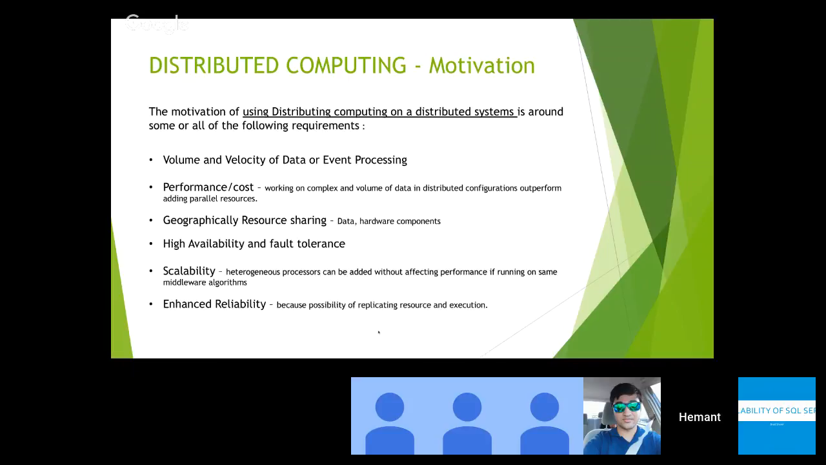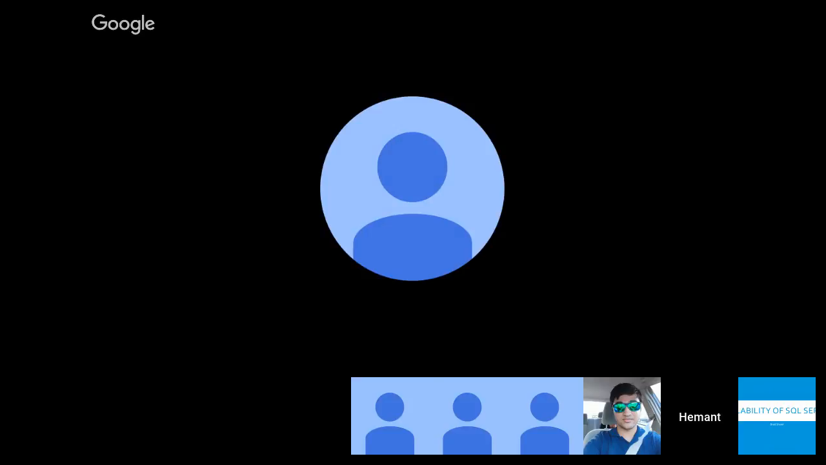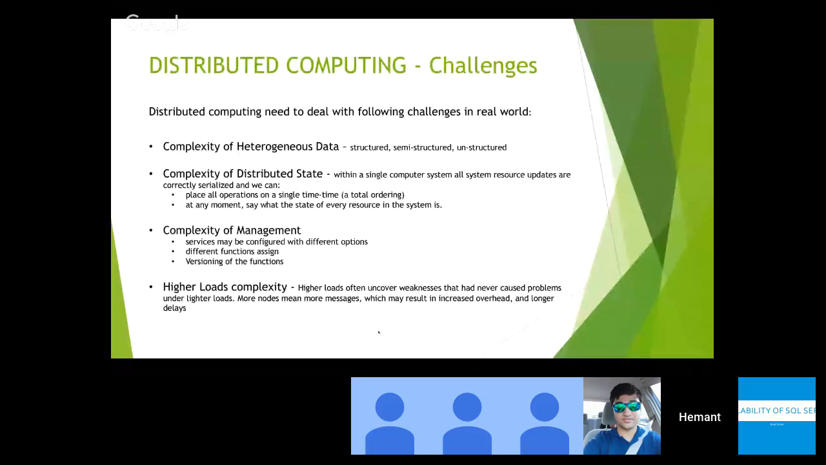And distributed computing has its own challenges, and we'll see how those get addressed when we discuss one specialization, a specialized framework implementation for big data. We'll see how all these challenges get addressed there. So distributed computing needs to deal with the following challenges in the real world. First is definitely the complexity of heterogeneous data. Data can come from cell phones, from social events, from IoT, and it can be semi-structured or unstructured data. It could be mails and those kinds of things.